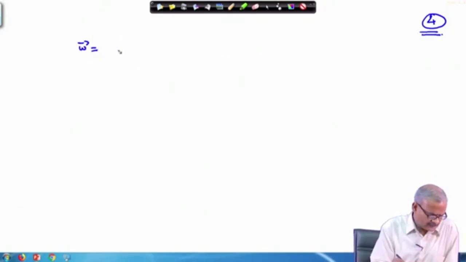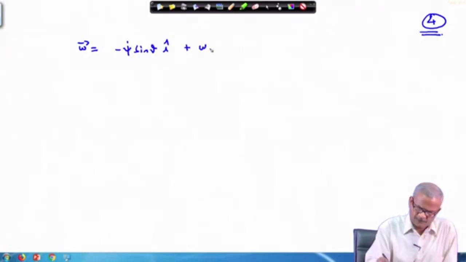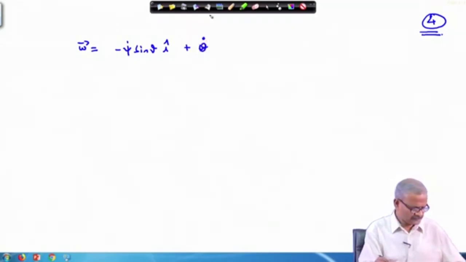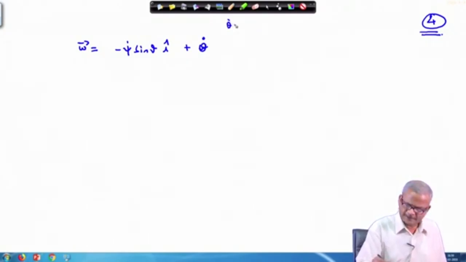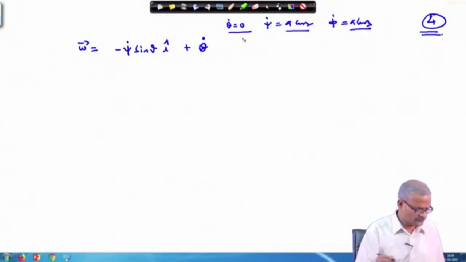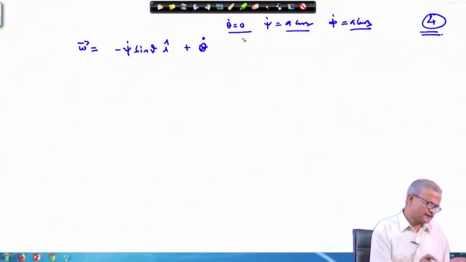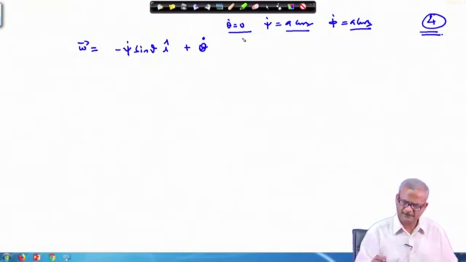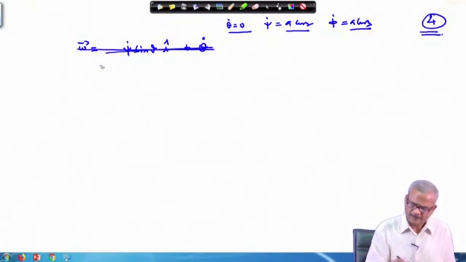So, your omega is minus psi dot sin theta times theta dot; it is a long equation we have written. Under the assumption that theta dot equal to 0 and psi dot is a constant and phi dot is also a constant, I am exploring the same issue from another perspective, and it is important that we take care of all these things, because basically we are trying to learn here. So, we should look through all the angles.